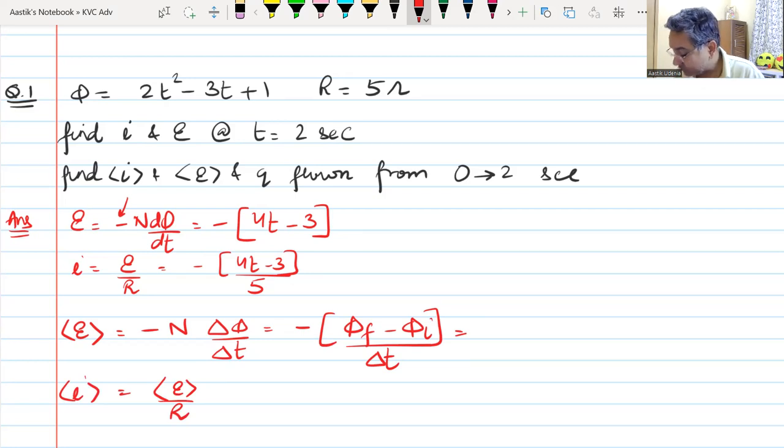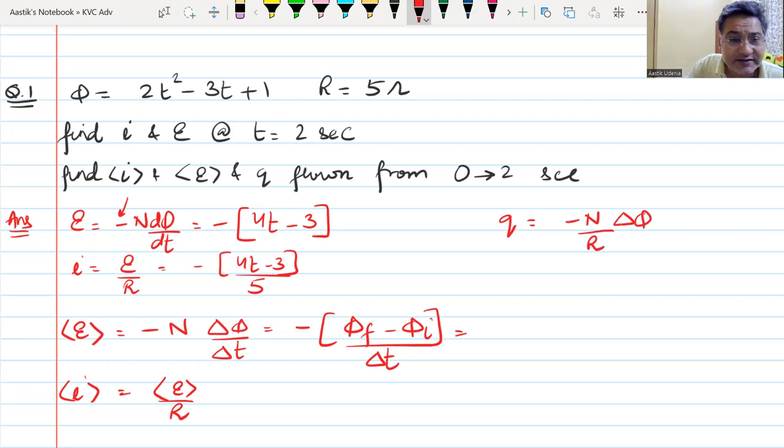That's it. To get the charge which has flown through the circuit, you find minus N into delta phi by R. Do this, you will end up with your answer. Do we understand this? Anyone got the answer?